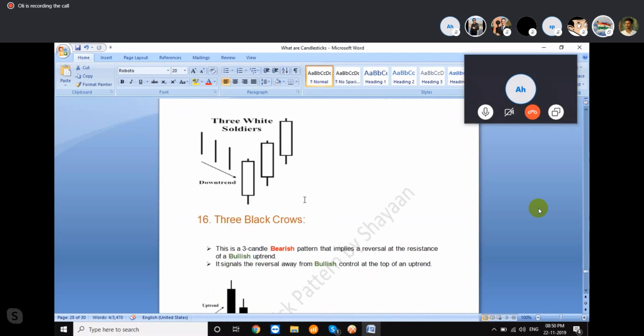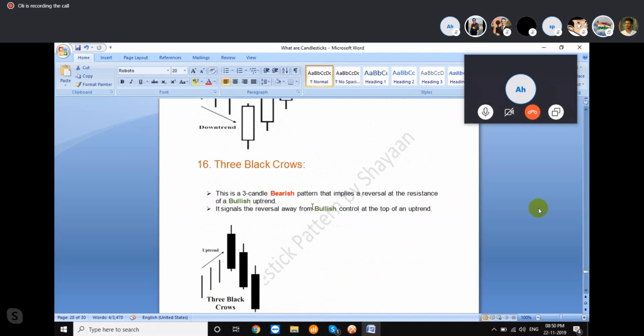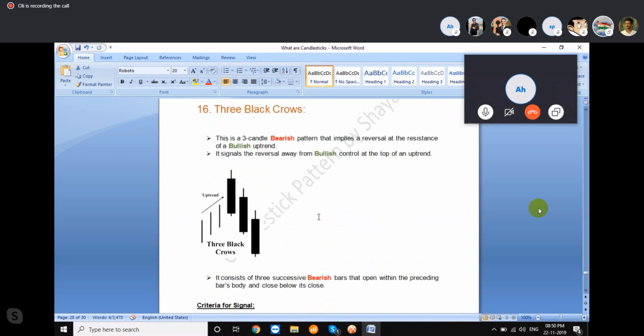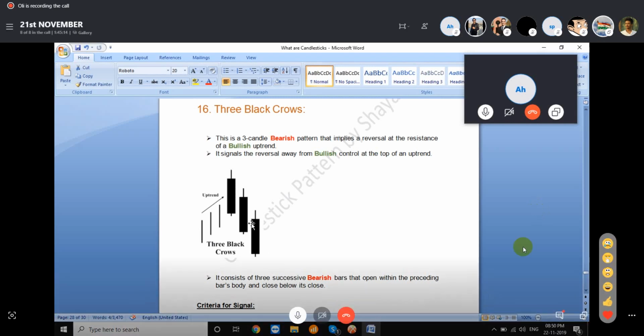Okay. So it's clear, right? Three black crows is exactly the opposite of three white soldiers. The market is totally in uptrend, and once it hits the resistance, we will be seeing 3 consecutive bearish candles. So we can place our trade for sell in Forex, but we'll not be placing a trade in binary based on these 3 candles. Again, I'm telling, don't get confused. Is it clear, guys? Everyone?